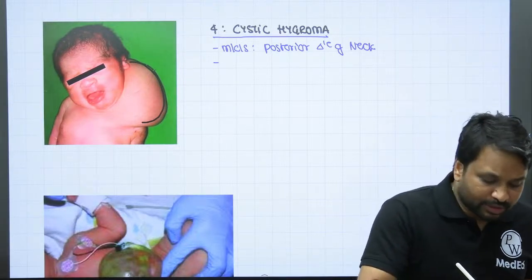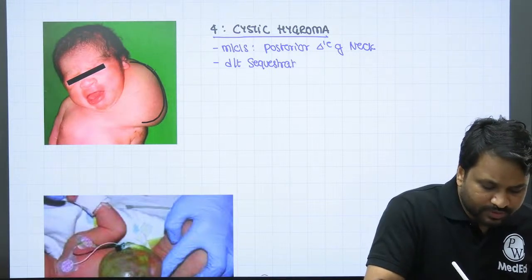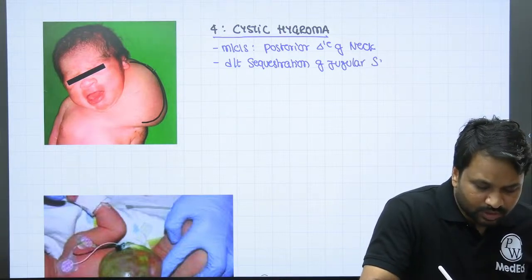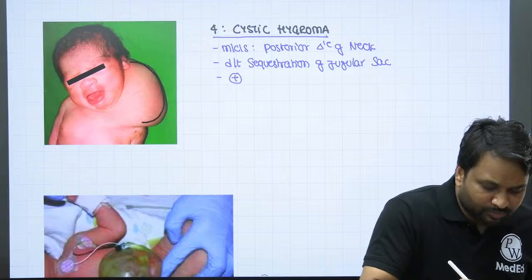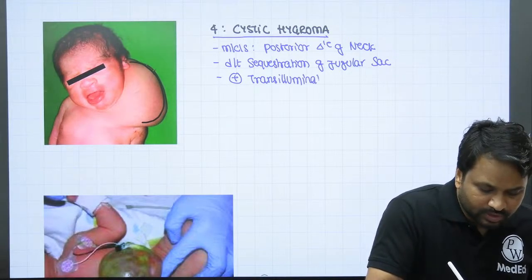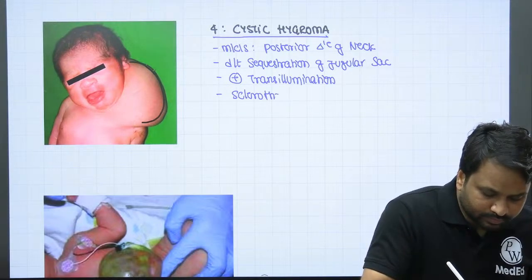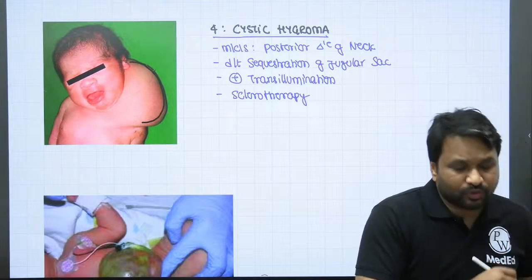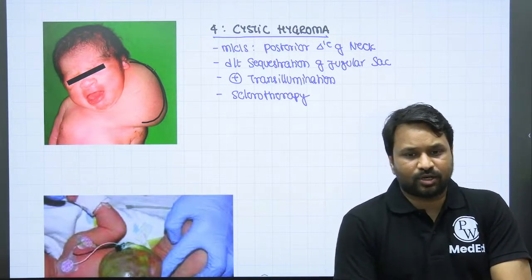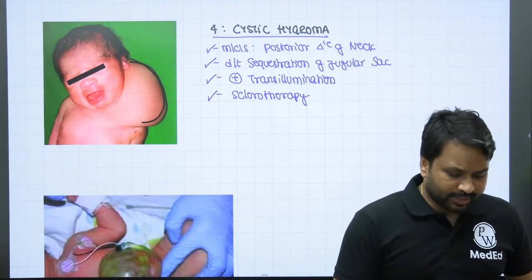Apart from that, remember, it is due to the sequestration of the jugular sac. One of the most characteristic features will be presence of positive transillumination. Initially, you will try with sclerotherapy. If it fails, then you have to go with surgical excision. Yes, it is also associated with Turner syndrome. So these are the important components about the cystic hygroma.